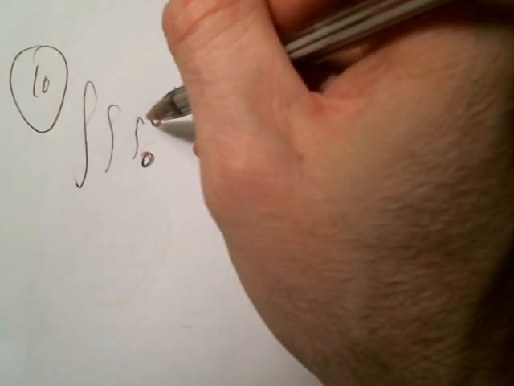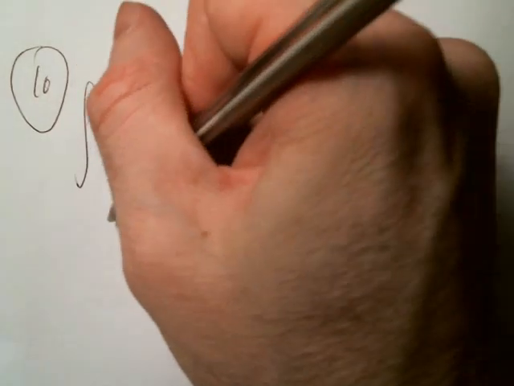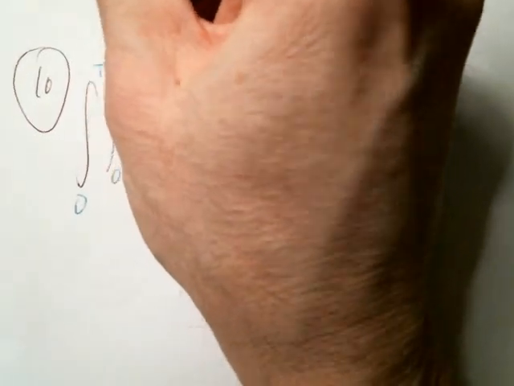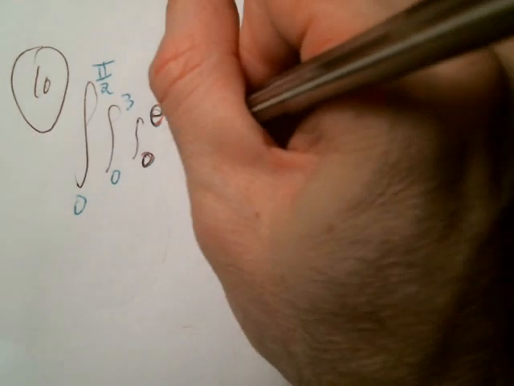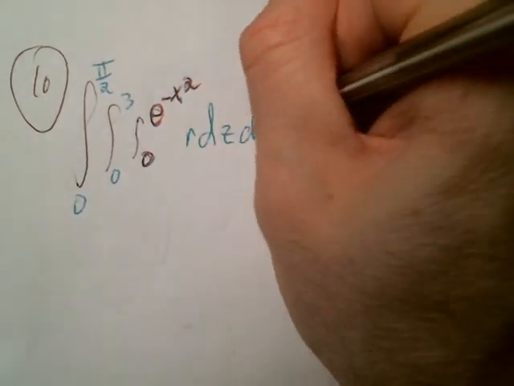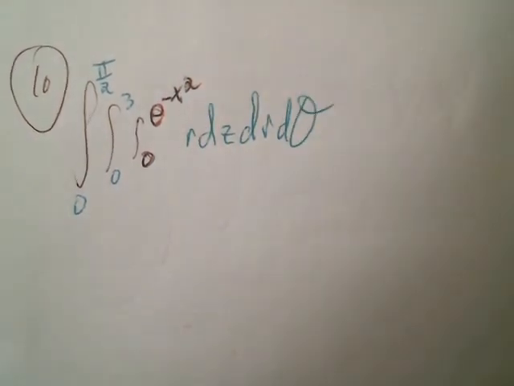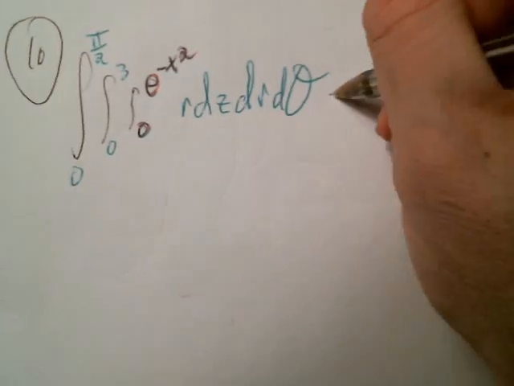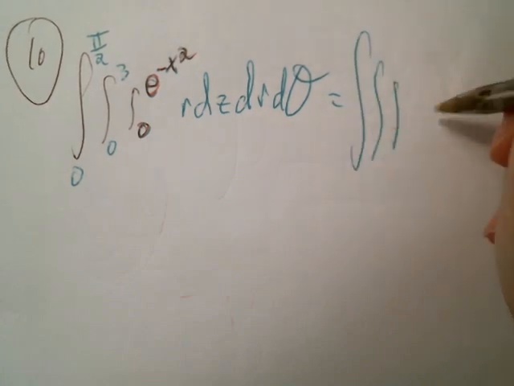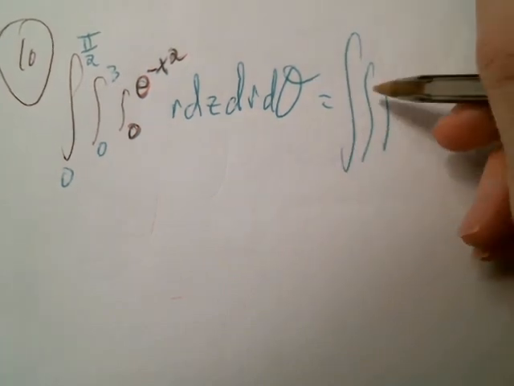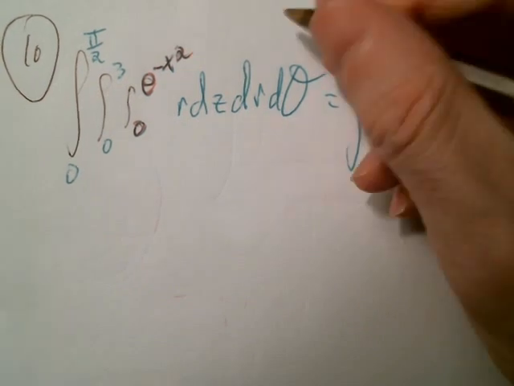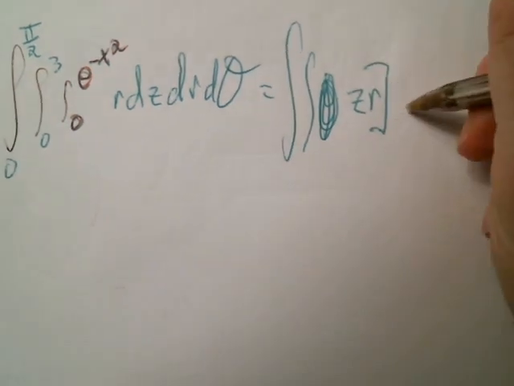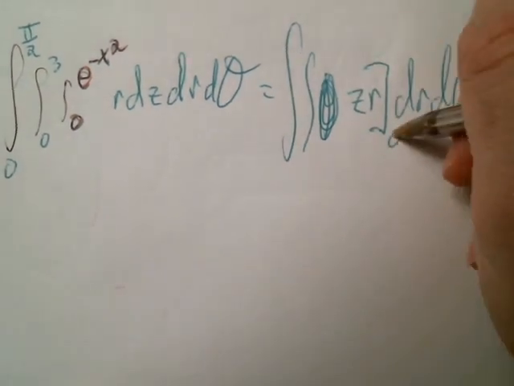And then stepping out one further, we have 0 to 3. And then one further even is 0 to pi over 2. And the integrand is r dz dr d theta. So I need to integrate first with respect to z. I didn't need that extra integral. So it will just be z times r, and I have to evaluate dr d theta.